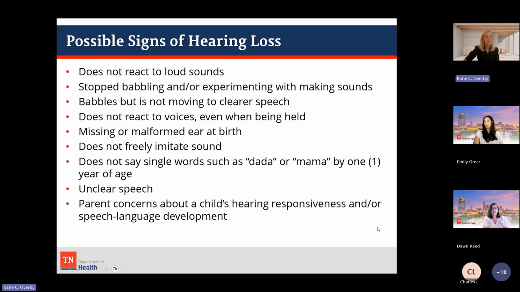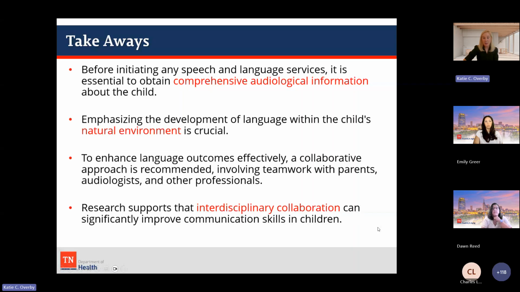So the takeaways for this presentation is really just, before you start to screen for speech and language, and I know I'm guilty of it too, I want to check the boxes and get on with the evaluation, make sure that we have a PASS or comprehensive audiological information about the child if we have concerns. And then we know that the natural environment is the best environment for kids to develop language.